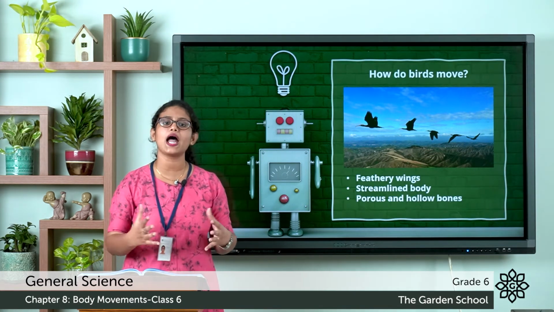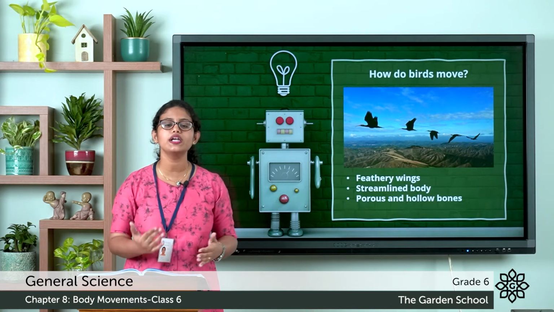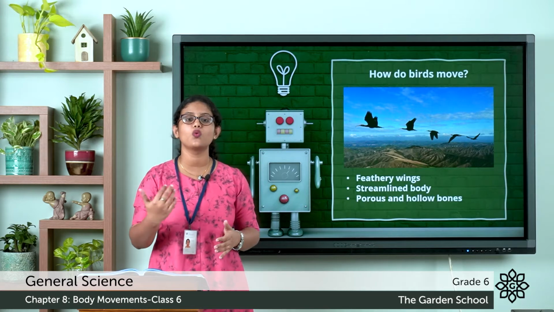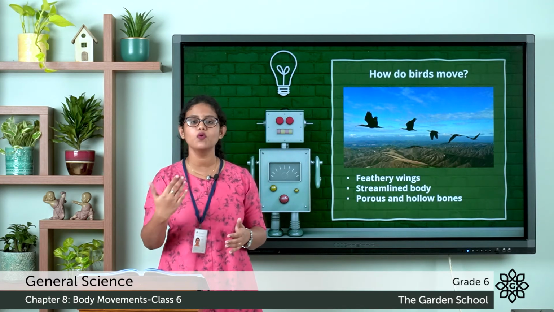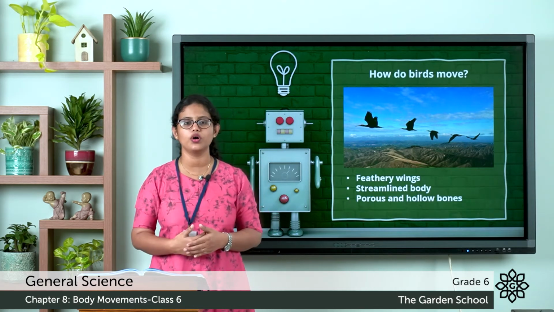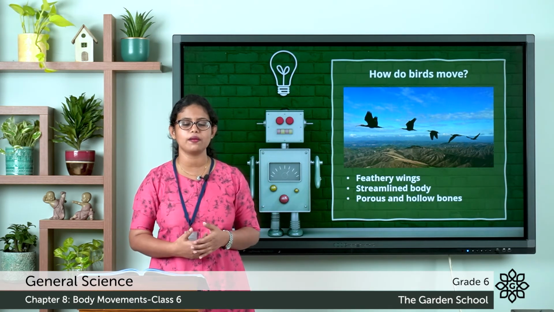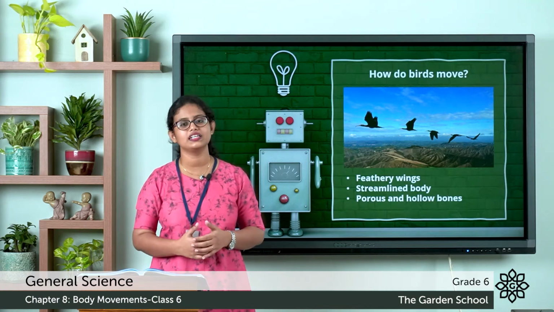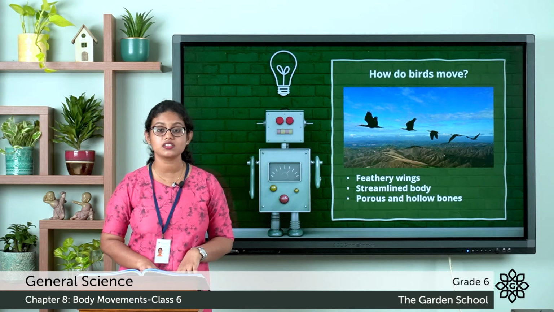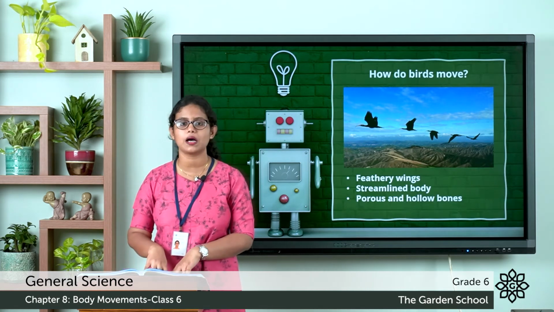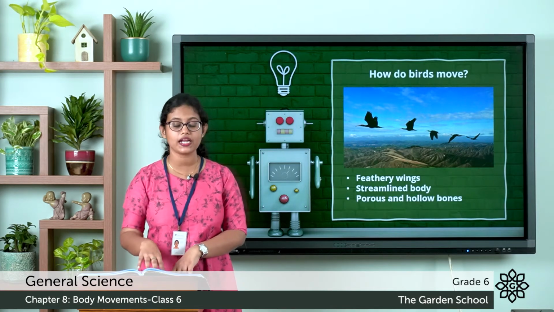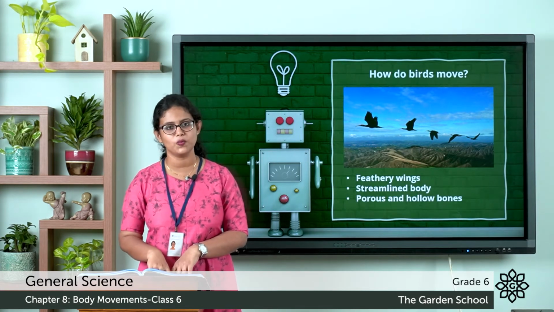The birds flap their wings in upward and downward direction that causes them to move in the forward direction. So how do they move forward? They flap their wings in upward and downward direction. That causes them to move in the forward direction. If you take page number 100 in your textbook, you can see the flight pattern in some birds.